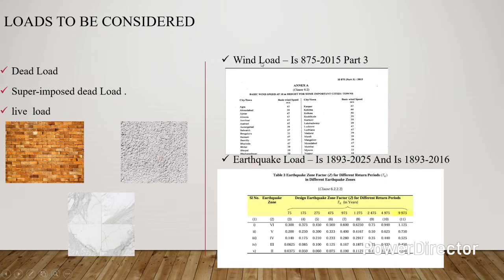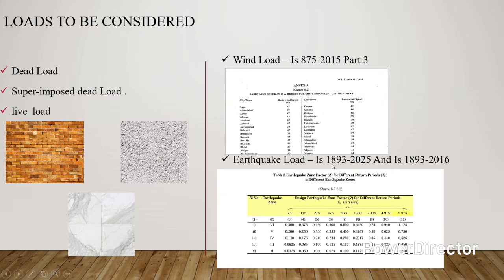Now wind load is an important load in the analysis of the structure. So wind load is calculated according to IS 875 part 3. And earthquake load. This is one of the most important loads, as seismic analysis is the most important analysis in any structural design or analysis. So earthquake load we will calculate according to IS 1893 2016. I'm saying IS 1893 2016 because our software is compatible with the IS 1893 2016 code.